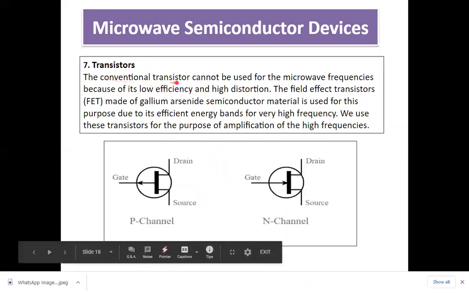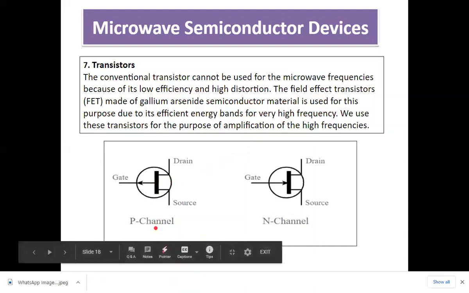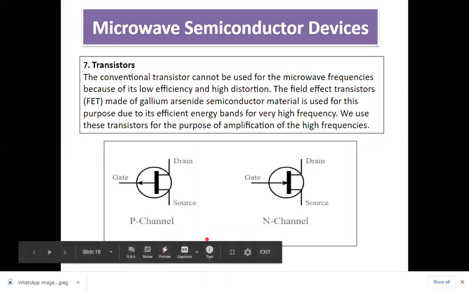Transistors. The conventional transistor cannot be used for the microwave frequencies because of its low efficiency and high distortion. The field effect transistors FET, made of gallium arsenide semiconductor material, is used for this purpose due to its efficient energy band for very high frequency. We use these transistors for the purpose of amplification of the high frequencies. This is diagram of P-channel field effect transistor, and this is diagram of N-channel field effect transistor.